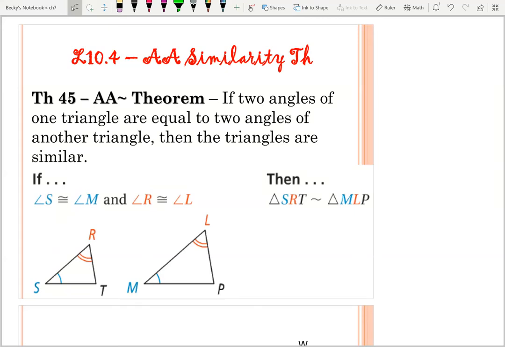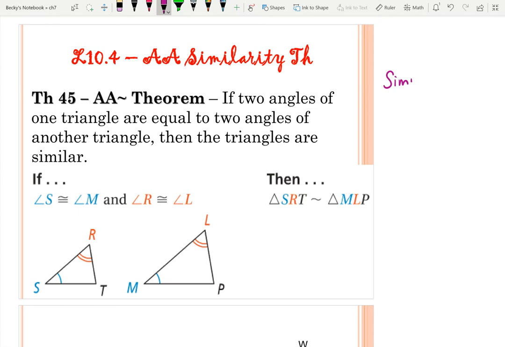Hi, today we're going to go over lesson 10.4, the AA similarity theorem. Whenever we talk about similarity, let's review. Similarity means something about the sides and something about the angles. Whenever we have two figures that are similar, that means that the angles are all corresponding and equal, and that the sides are proportional.